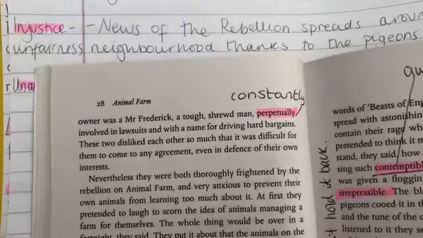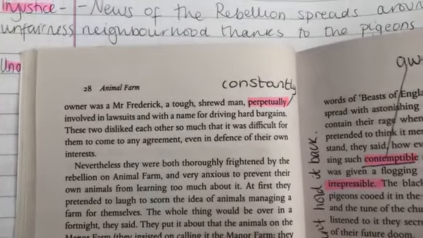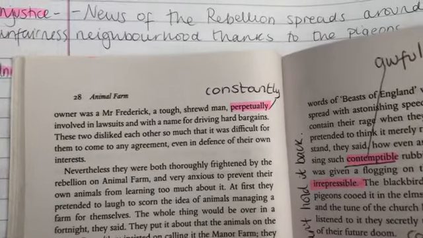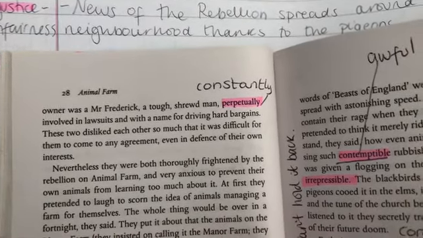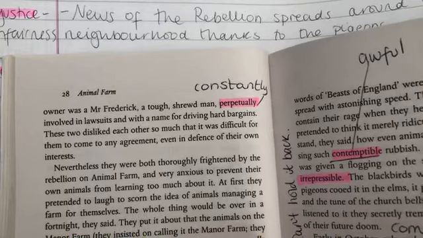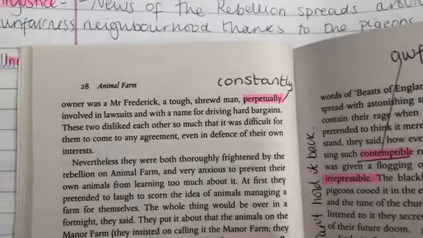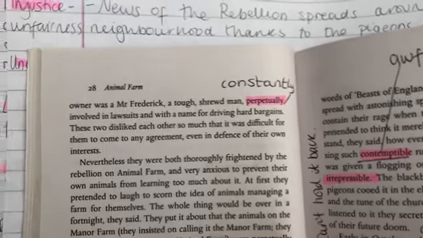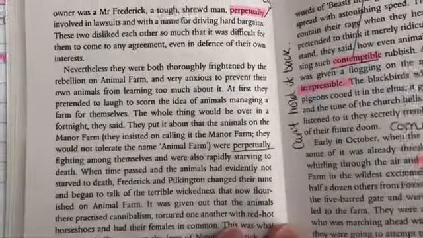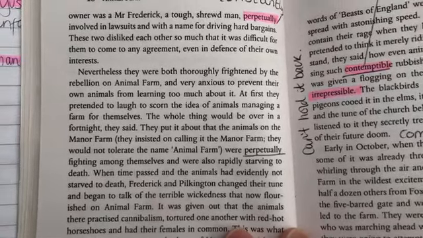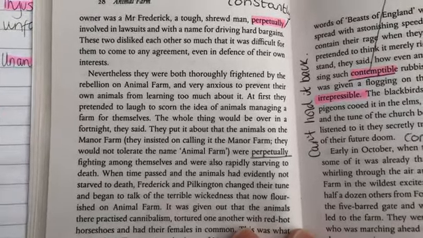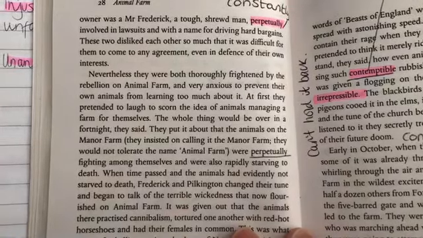The owner was a Mr. Frederick, a tough, shrewd man, perpetually involved in lawsuits, and with a name for driving hard bargains. Okay, perpetually means constantly. These two disliked each other so much that it was difficult for them to come to any agreement, even in defence of their own interests. Nevertheless, they were both thoroughly frightened by the rebellion on Animal Farm and very anxious to prevent their own animals from learning too much about it.